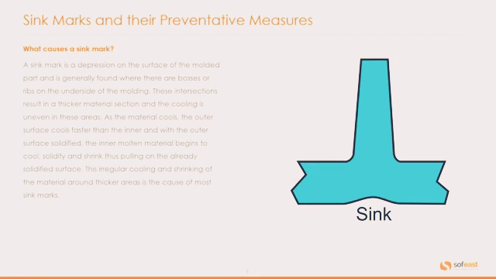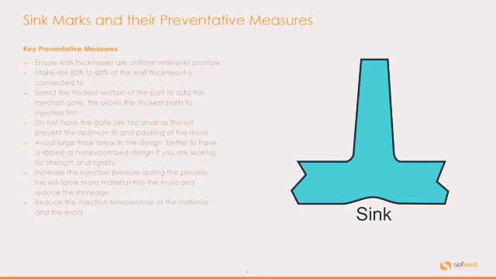As the material cools, the outer surface cools faster than the inner, and with the outer surface solidified, the inner molten material begins to cool, solidifying and shrinking, thus pulling on the already solidified surface. This irregular cooling and shrinking of the material around the thicker areas is the cause of most sink marks. Let's have a look at the key preventative measures to eliminate or avoid sink marks.